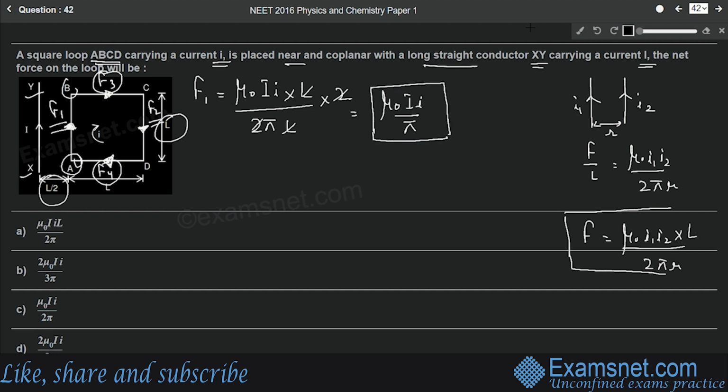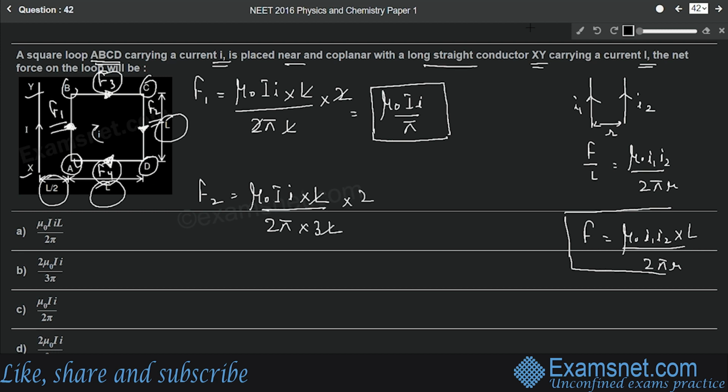Similarly, we can find out F2. So F2, that means the force between the XY conductor and the side CD of the loop. Mu naught capital I small i into L upon 2 pi r. Now what is r in this case? That means the distance between them is this capital L plus L by 2. That means 3L by 2. So 3L by 2 will go up.